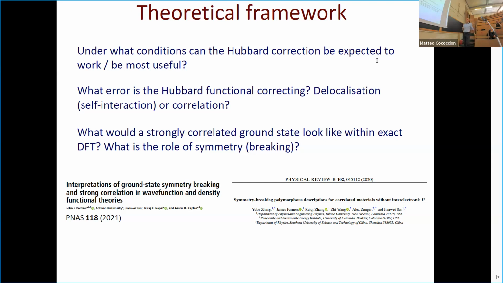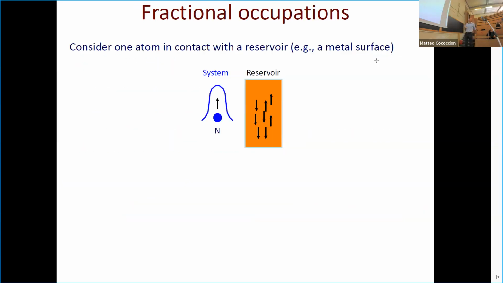And they are discussing this kind of topic, especially the role of symmetry and symmetry breaking, in order to get a good description from DFT of correlated ground states. This is also a topic that was being investigated in the early 80s, for example, by the group of John Perdew, when they were discussing the applicability of DFT to, let's say, a situation with a fractional number of electrons. How do we understand the fractional number of electrons?